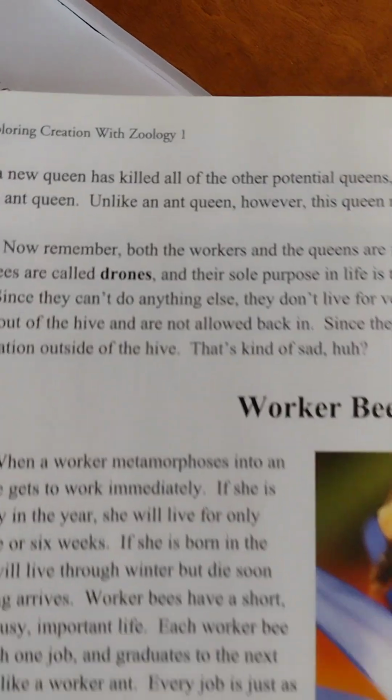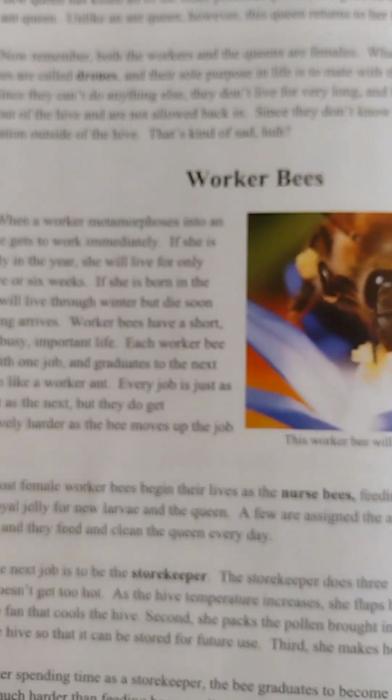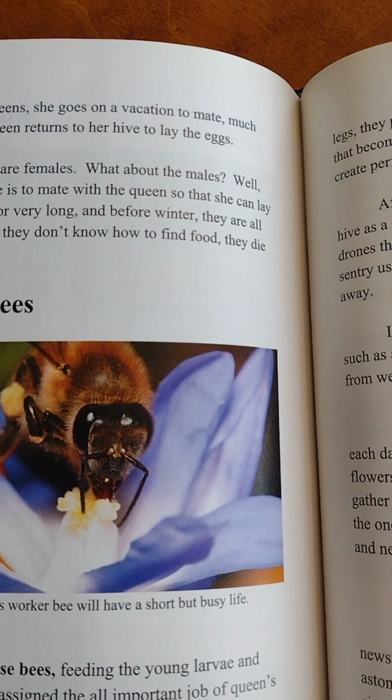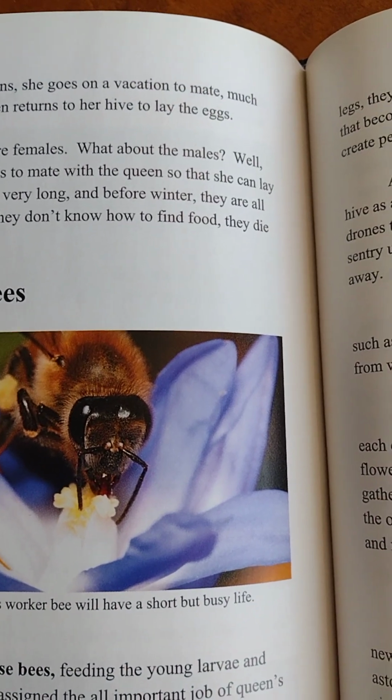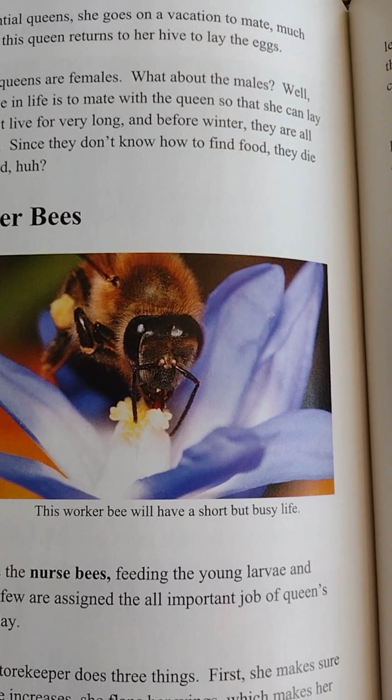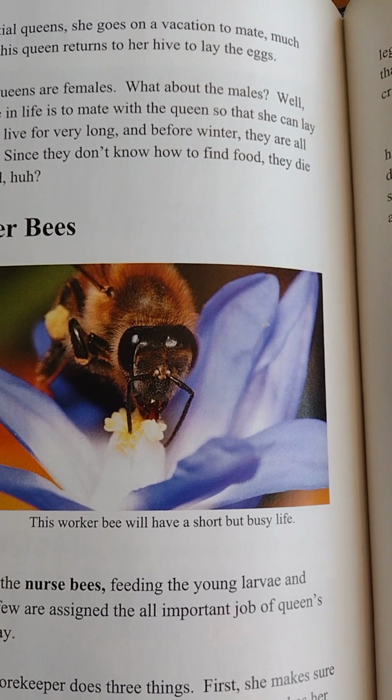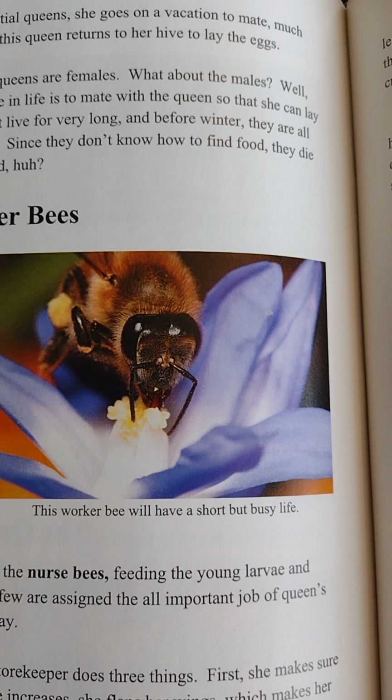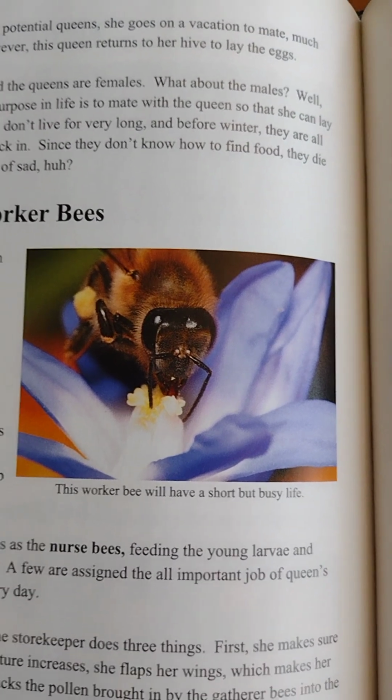The male bees are called drones, and their sole purpose in life is to mate with the queen so that she can lay eggs. Since they can't do anything else, they don't live for very long. And before winter, they are all kicked out of the hive and not allowed back in. Since they don't know how to find food, they die, and it's really sad.